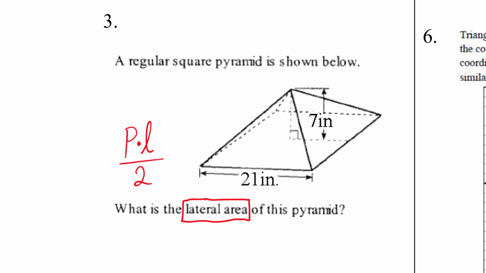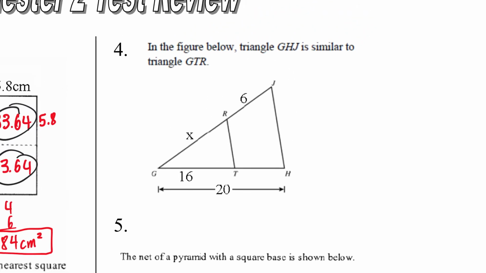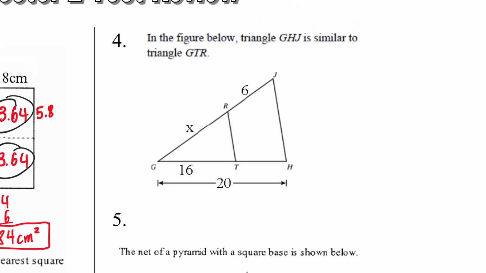All right. Number 4. On this one, the whole thing down here is 20, and from here to here is 16. So how far is it going to be from here to here? It's got to be 4, right? Because if you do 20 minus 16, that gives you the 4.